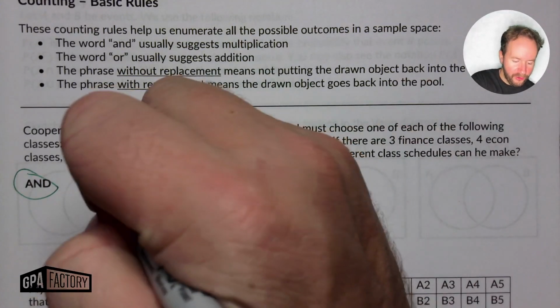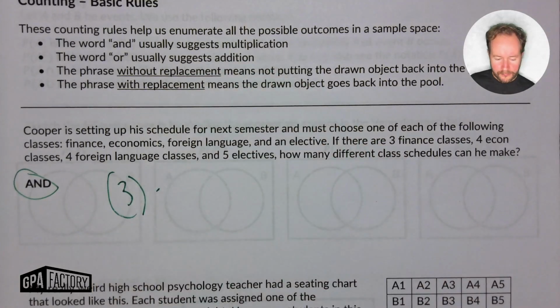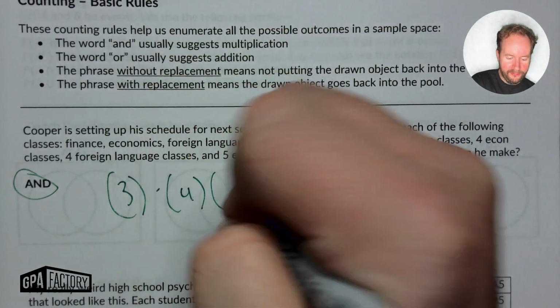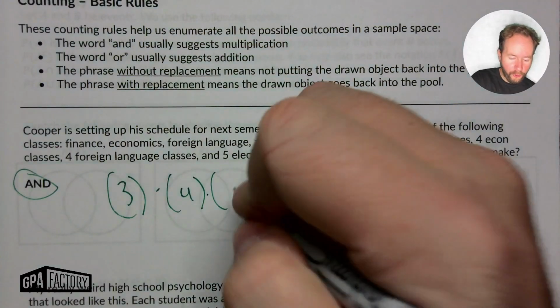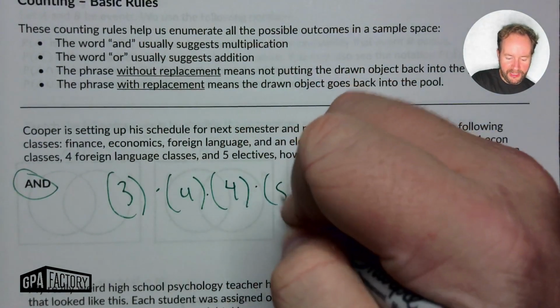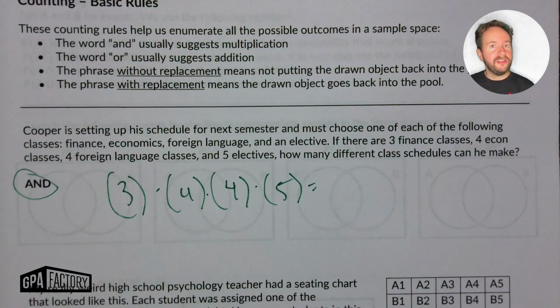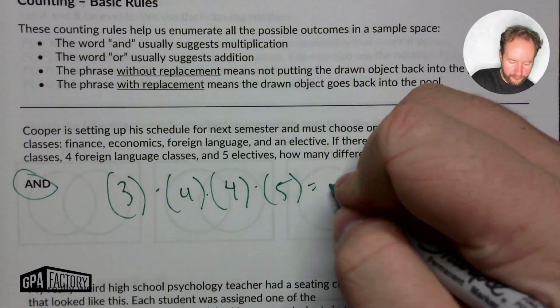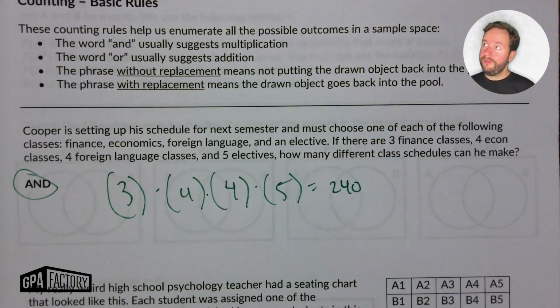So because I have 3 finance classes, I have 4 econ classes, I have 4 foreign language classes and 5 electives. These are all the possible different schedules that can be made. 3 times 4 is 12, times 5 is 60. I think this is 240. 12 times 20, yeah, 240. Cool. That's it. All I did was multiply.